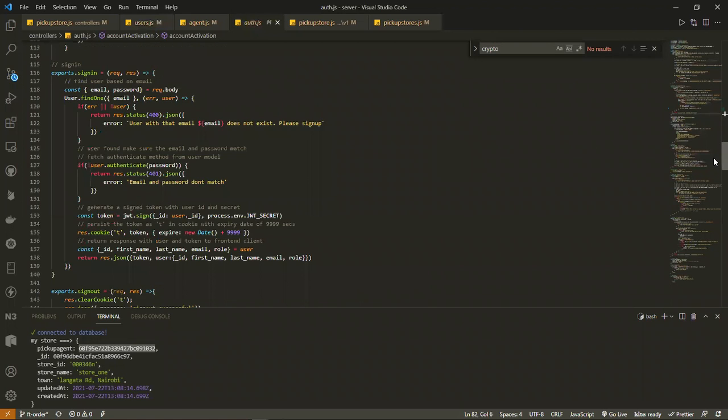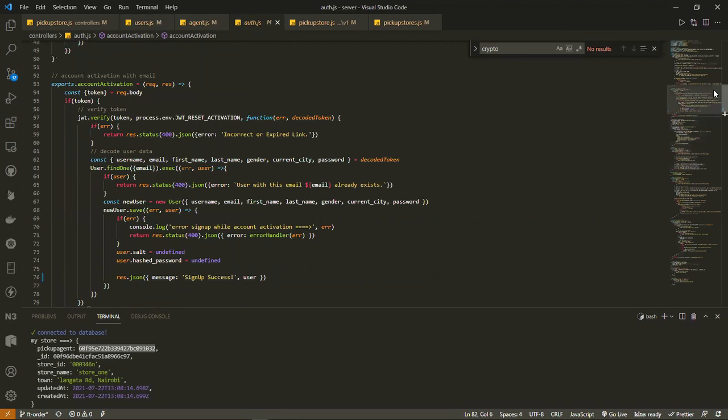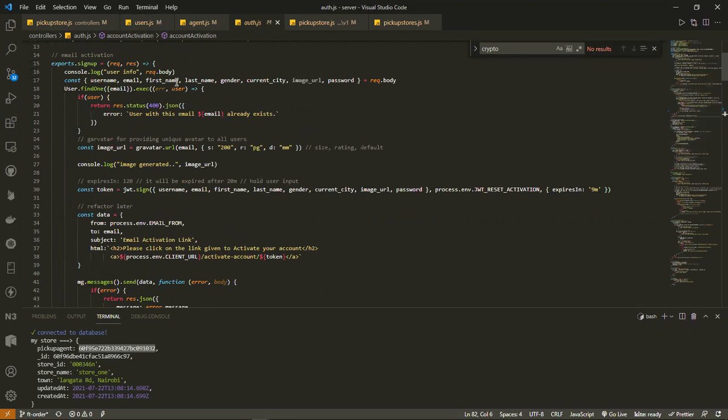So you sign up. You enter your information. Basically what happens is you input your information here as a request body, and then this information is encrypted and stored in a variable called token. So this token is actually what is sent to the user here.